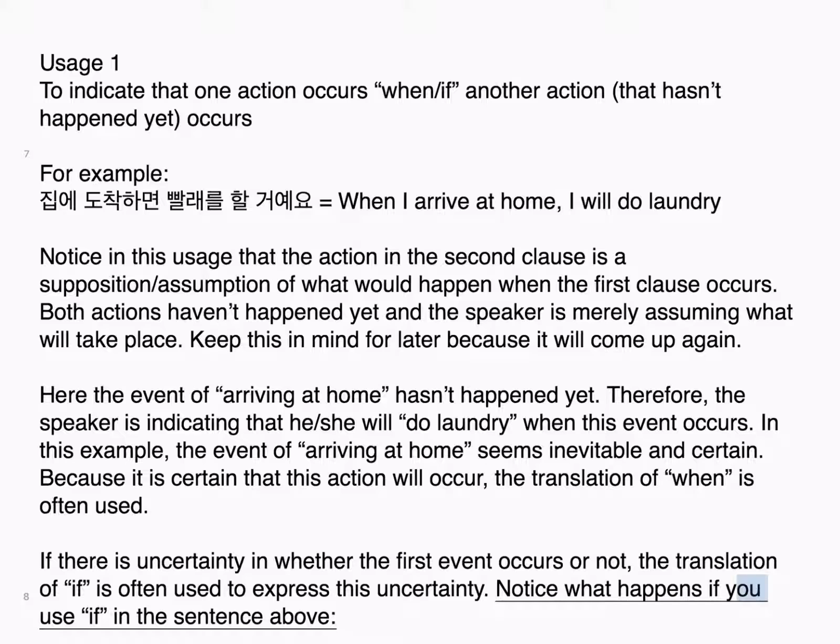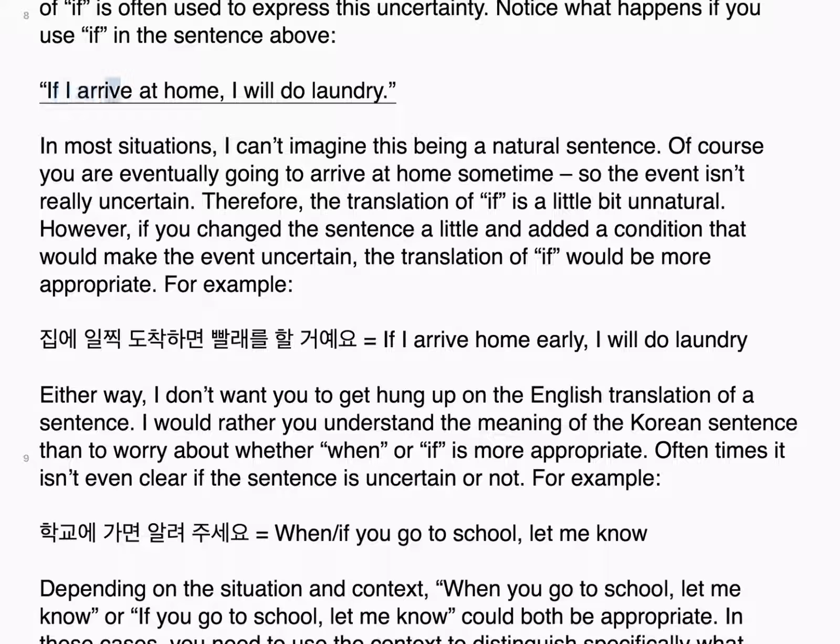Notice what happens if you use if in the sentence above. If I arrive at home, I will do laundry. In most situations, I can't imagine this being a natural sentence. Of course you are eventually going to arrive at home sometime, so the event isn't really uncertain. Therefore, the translation of if is a little bit unnatural. However, if you changed the sentence a little and added a condition that would make the event uncertain, the translation of if would be more appropriate. For example, 집에 일찍 도착하면 빨래를 할 거예요. If I arrive home early, I will do laundry.